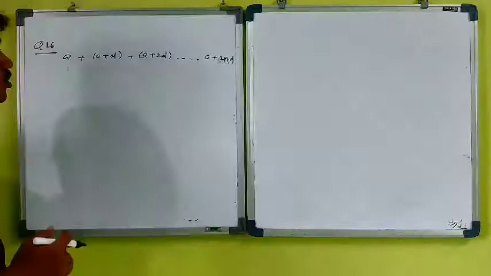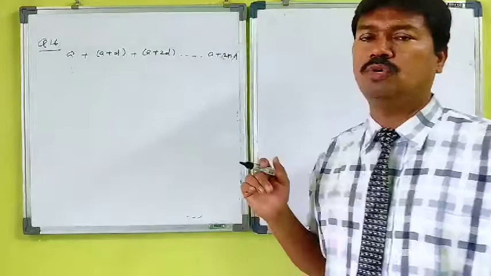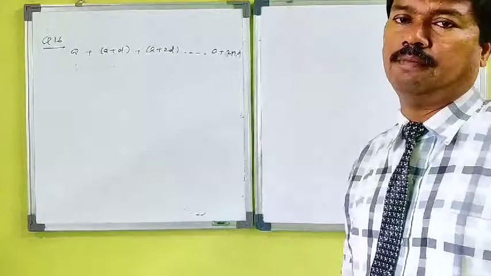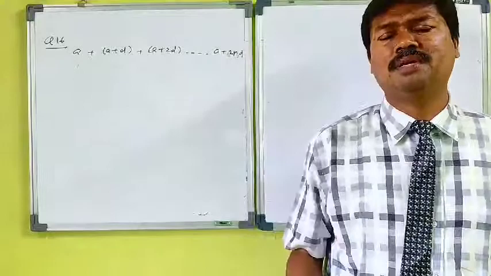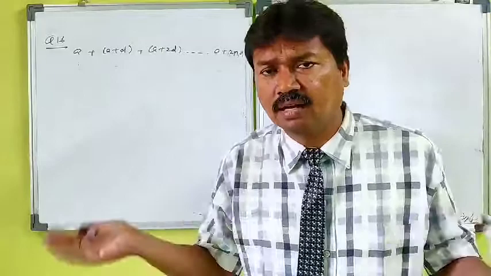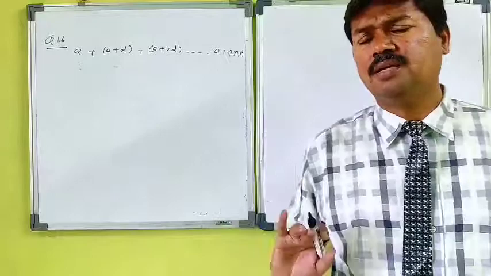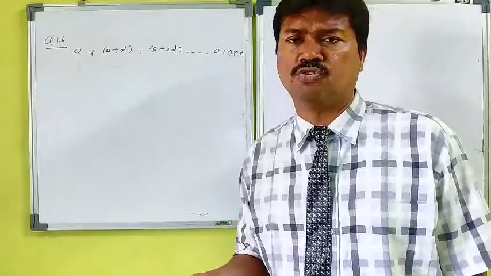Yes, so next question number 16. The sequence is already given: a, a plus d, a plus 2d, like this, up to a plus 2nd. So now the question is, what is the arithmetic mean? What is the meaning of arithmetic mean? Arithmetic mean is nothing but the middle term. That is, the middle term is nothing but the average of the first and last, or the second and second last, third and third last, like this. Remember that the middle term is always the average of the first and last, and that is the arithmetic mean also. So the question is, what is the arithmetic mean here?